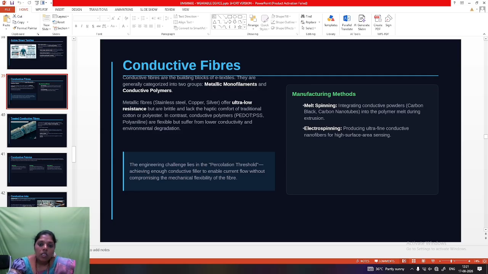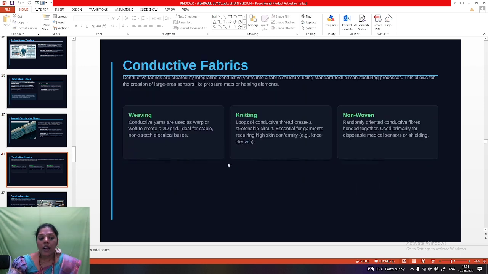Metallic fibers have ultra low resistance but are brittle and lack the haptic feel of traditional cotton or polyester. In contrast, conductive polymers are flexible but suffer from lower conductivity and environmental degradation. Manufacturing methods: melt spinning, integrating conductive fibers into the polymer melt during extrusion. Electrospinning, producing ultrafine conductive nanofibers with high surface area.